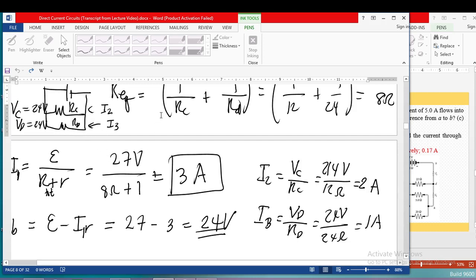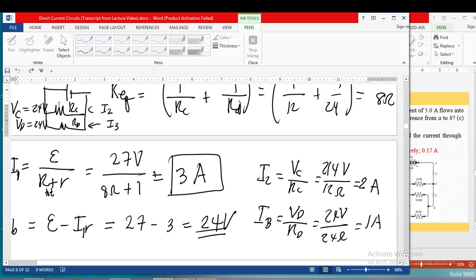So we just have to simply get the IC. So IC is actually equal to I2, that is VC divided by RC. The RC is actually 12 ohms. So just divide them. We have 24 volts divided by 12 ohms, which is 2 amperes. And the ID here, sorry, the I3, is VD over RD. So we have 24 volts divided by 24 ohms, that is equal to 1 ampere.